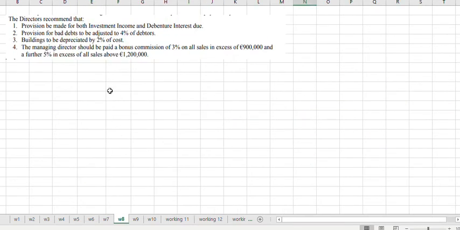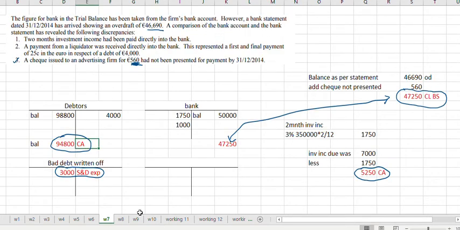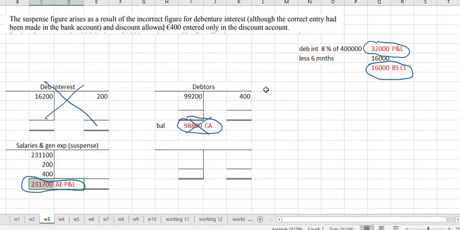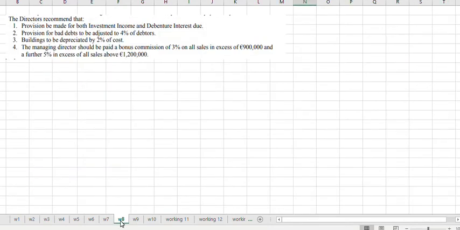Working number 8. A couple of things here. The directors recommend that provision for investment income and debenture interest due. So these have already been done. There's the investment income due. Debenture interest due was somewhere around here. Yeah, debenture interest due 16,000. Already done. Okay, so I'm just going to put part 1 done.